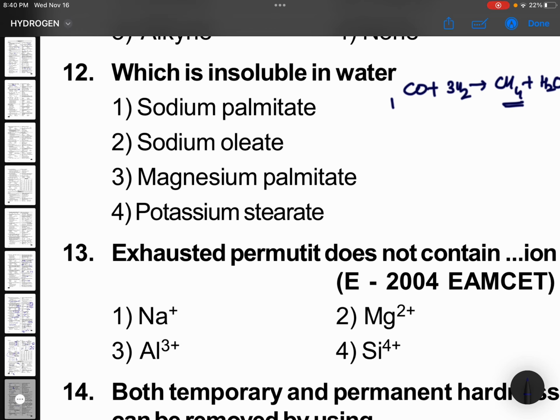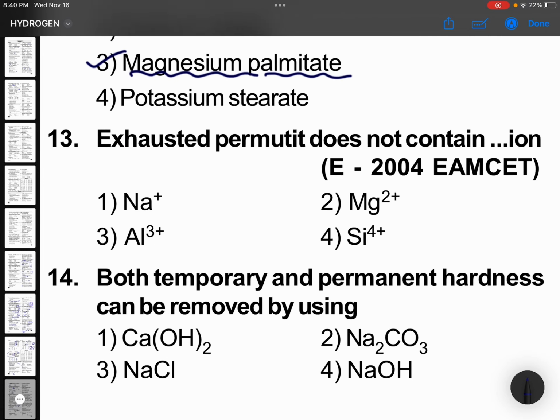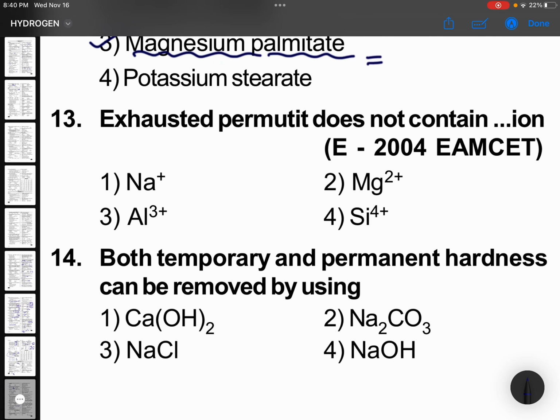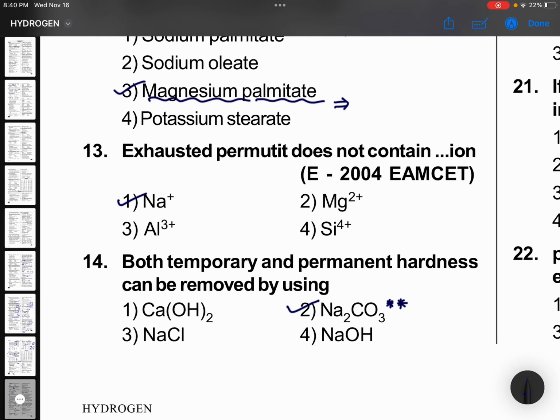Magnesium palmitate is insoluble. A little bit of memory you need to memorize, but not required now because it is not there in NCERT. Exhausted permutit does not contain sodium ions. Exhausted means all sodium gone. Both temporary and permanent hardness can be removed by Na2CO3. This is one very important technique. Both temporary and permanent can be removed by Na2CO3.